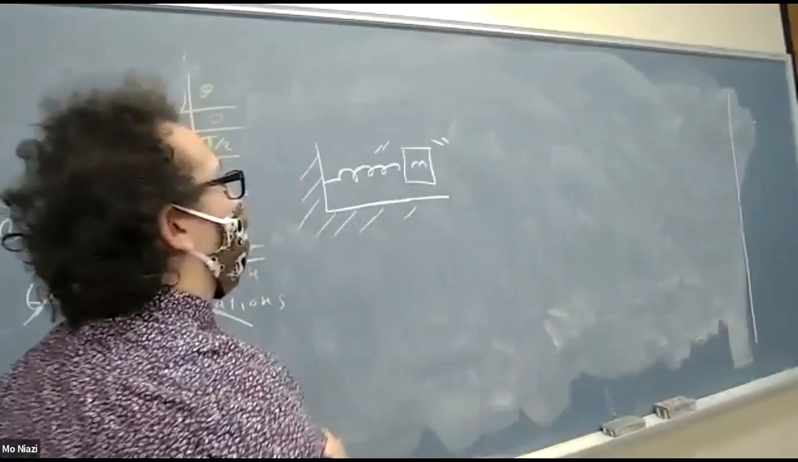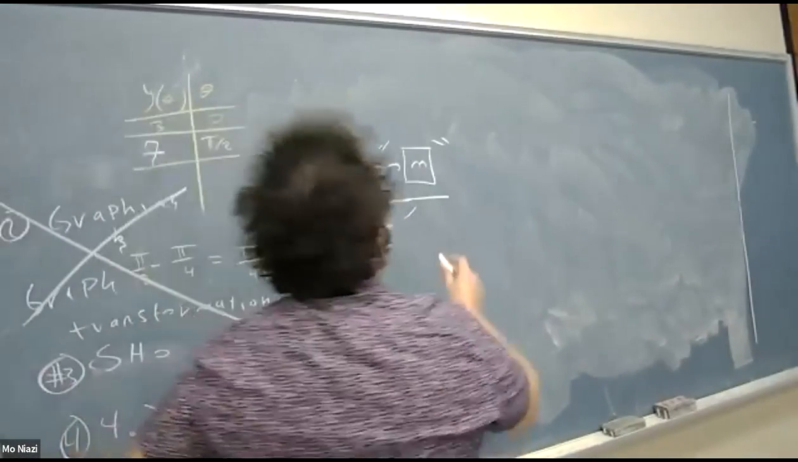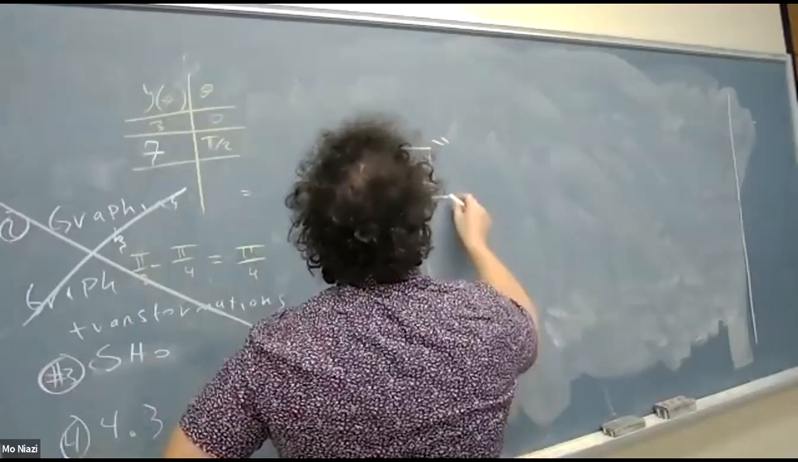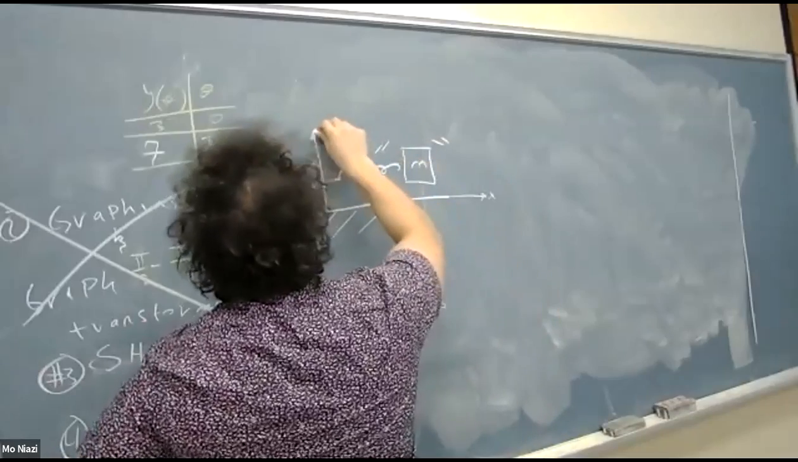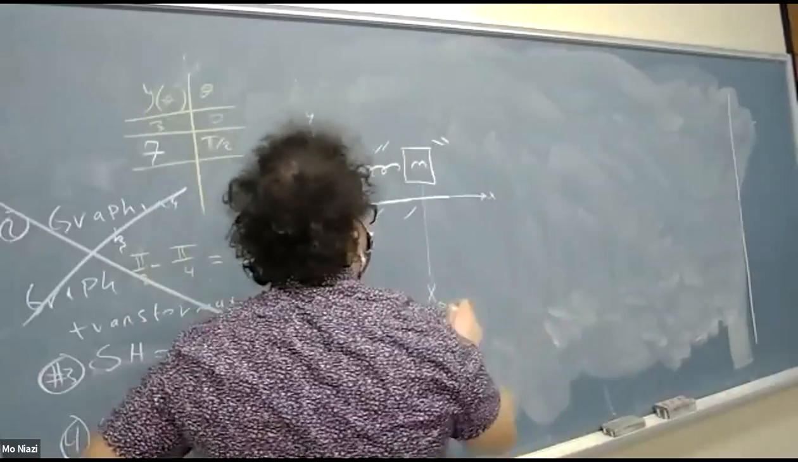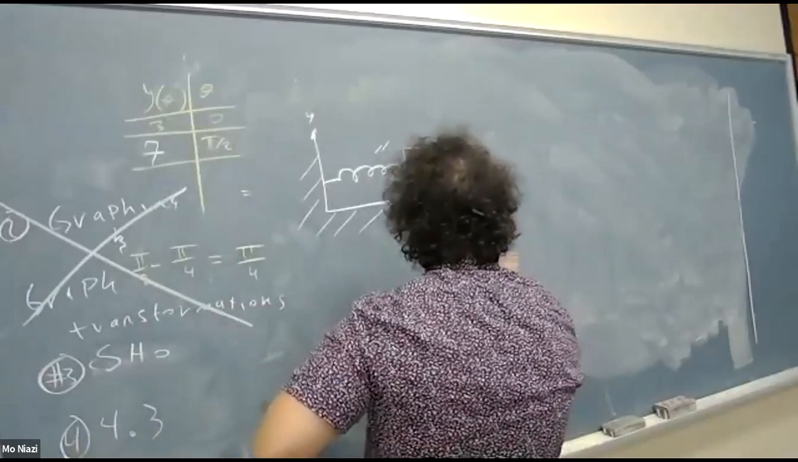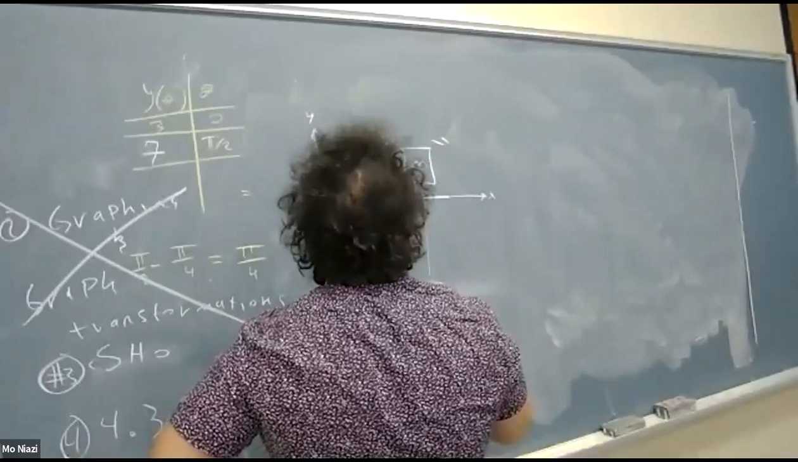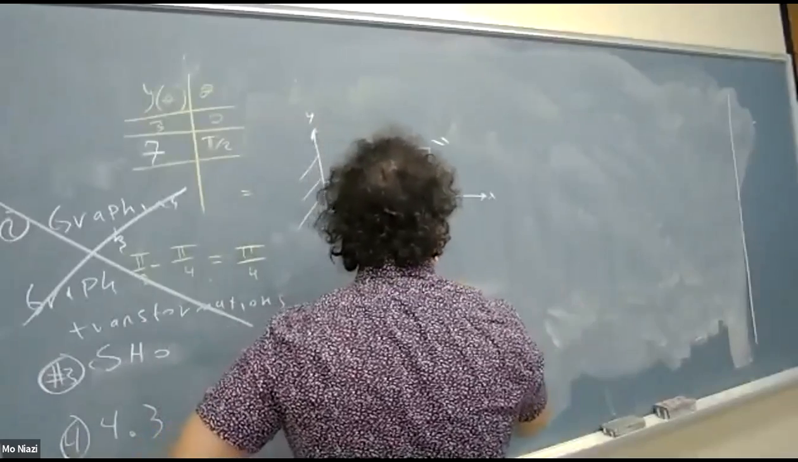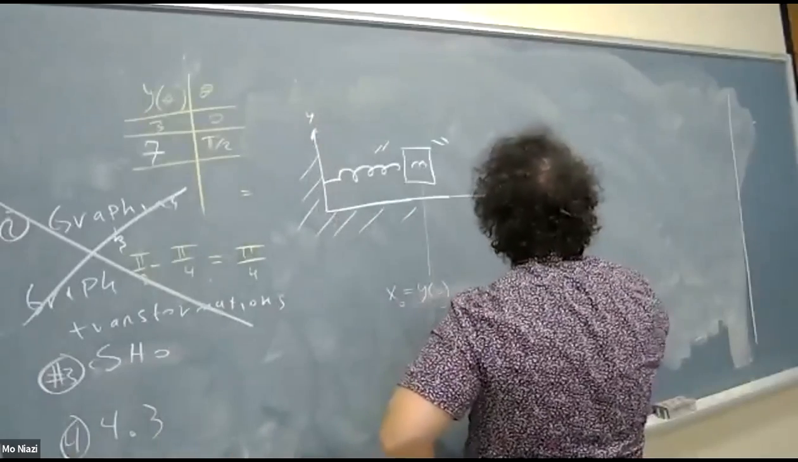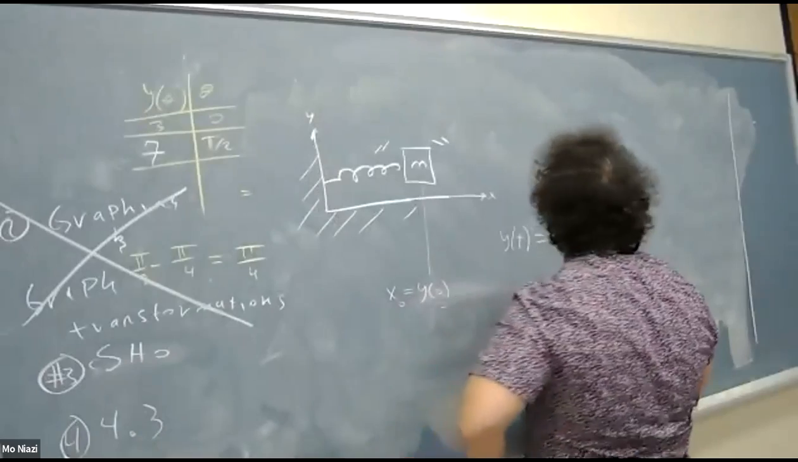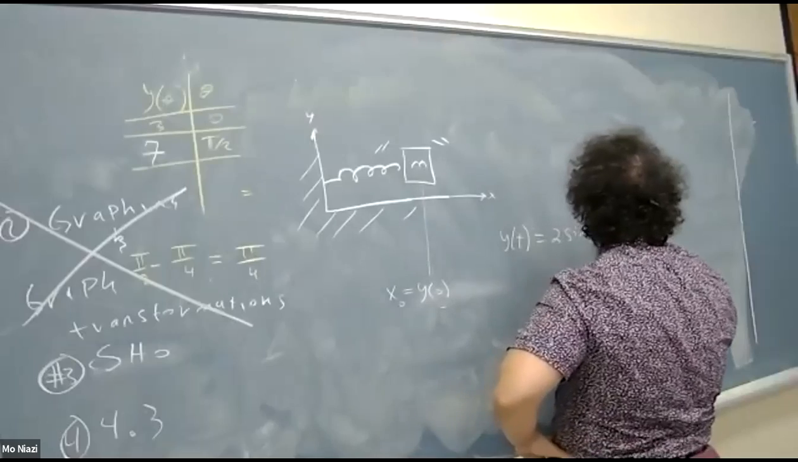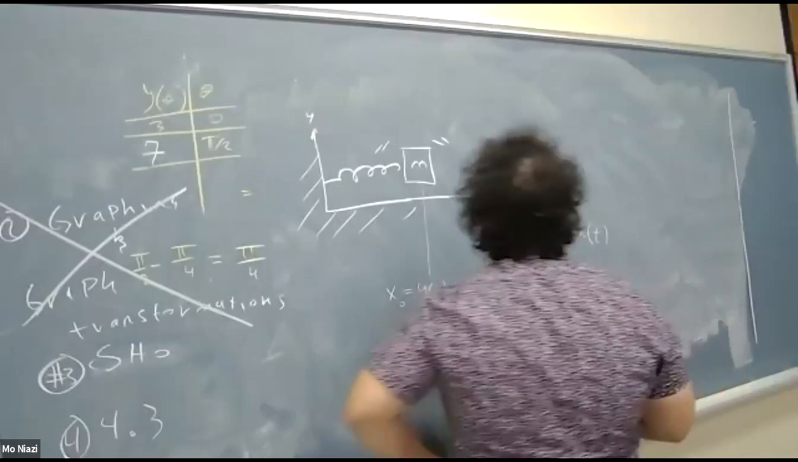So let's say you have some mass on a spring and its position oscillates from some initial x naught. So here's your x-axis, here's your y-axis, and this is what it is at t equals 0. So x naught is equal to our function y of 0, where y of t, let's say it equals 2 sine of t. Okay?